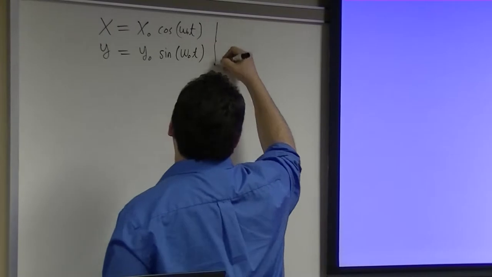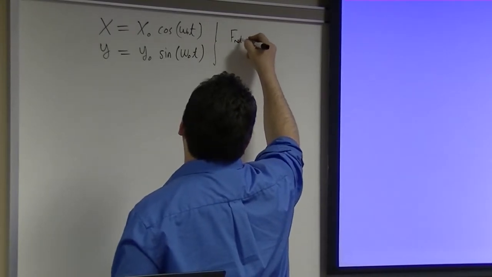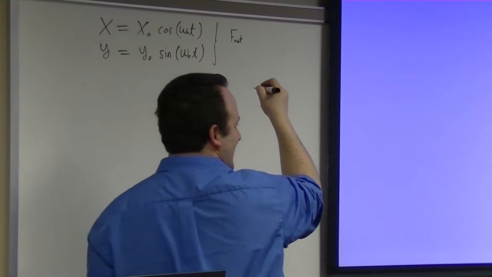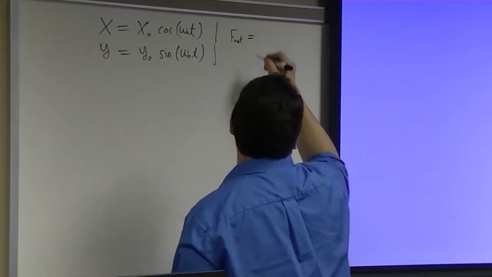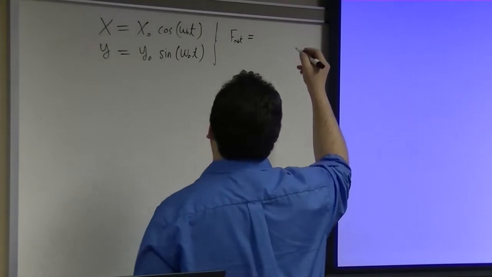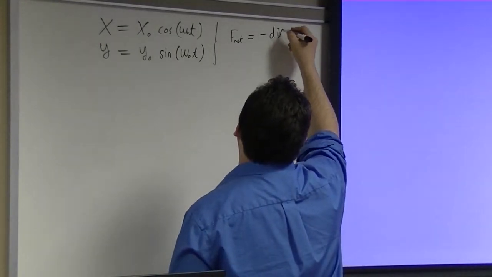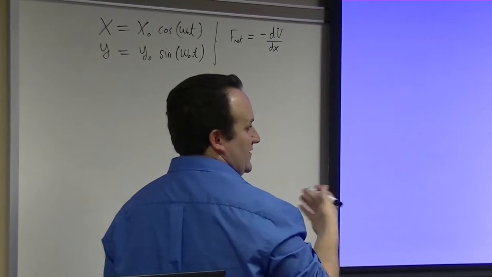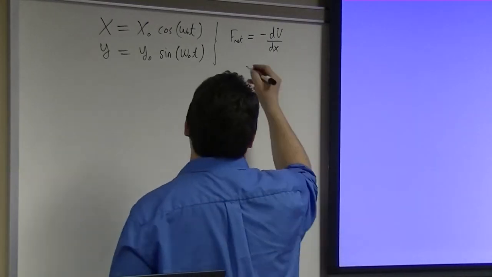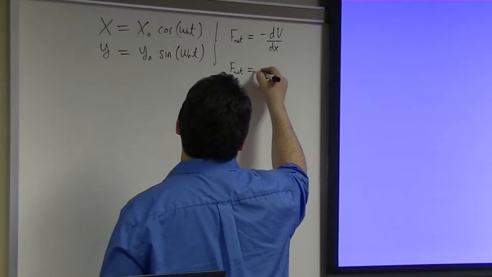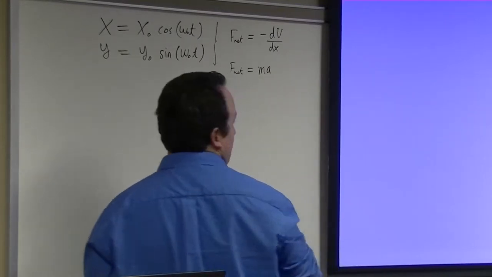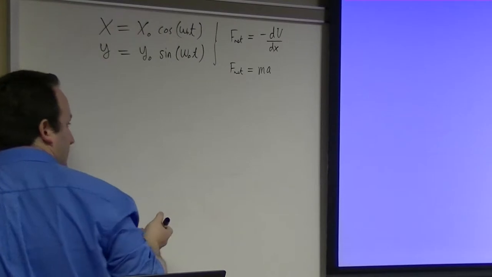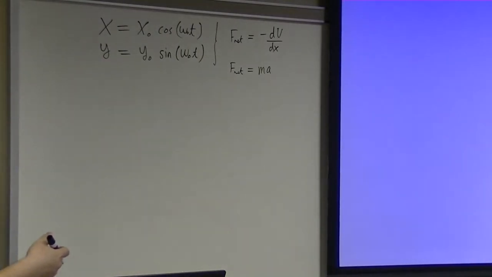So for this motion, the net force would be minus du dx for some potential energy function U of x, right? And we also know that the net force would be equal to the mass times the acceleration, right? These things we know, because it's a conservative force. So since you're given the position, how do you find the acceleration to start with?